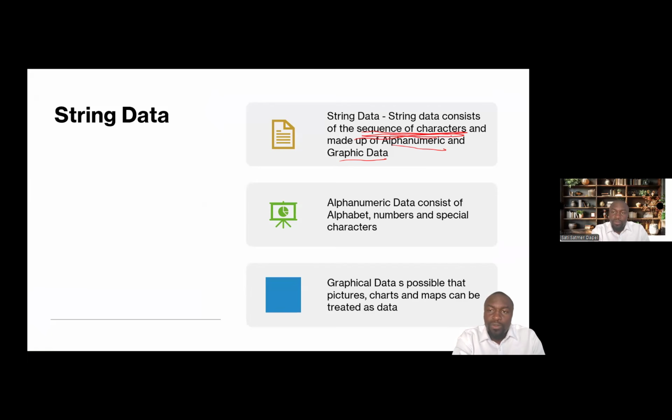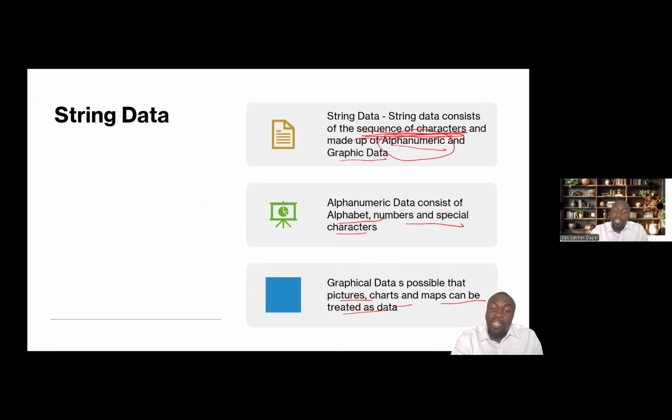And this sequence of characters can be alphanumeric, which means it can be alphabets, it can be numbers, it can be graphics. Alphanumeric data consists of alphabets, numbers, and special characters, while graphic data means that pictures, charts, and maps can be treated as data.